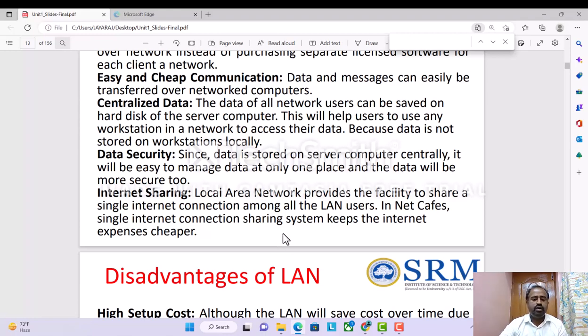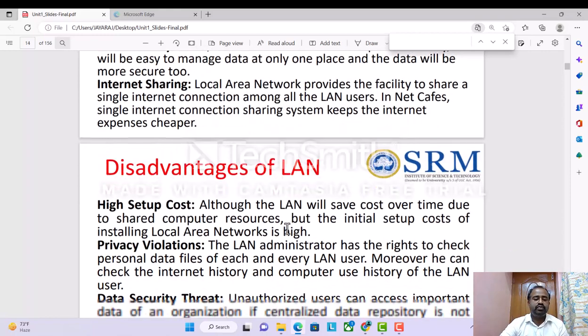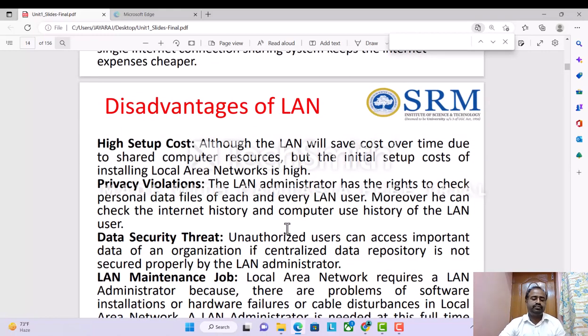In spite of having all these advantages, what are the disadvantages? High setup cost. This is the first one. Then privacy violation, because the LAN administrator has the right to check each and every personal detail of the user, so that will be a risk. Then data security threat, once they have the user ID of the LAN, they can access the important data of the organization, because everything is monitored in the central repository, so that has to be monitored by the LAN administrator only.